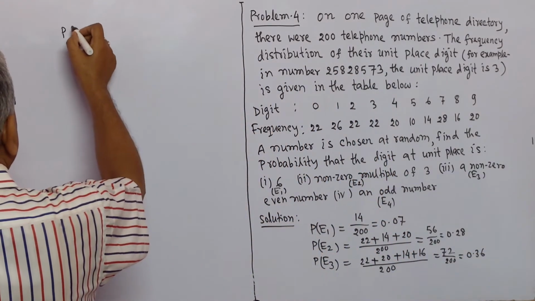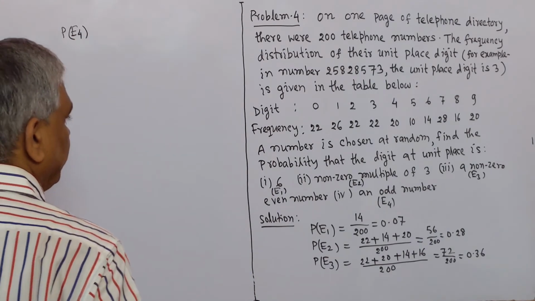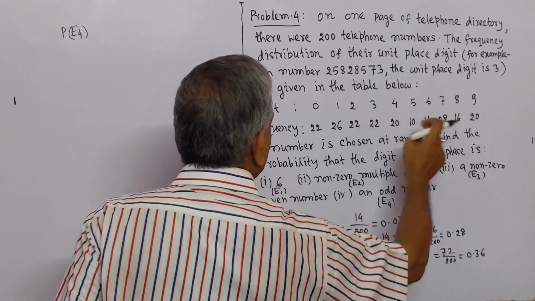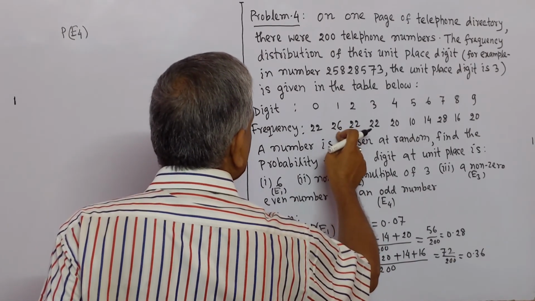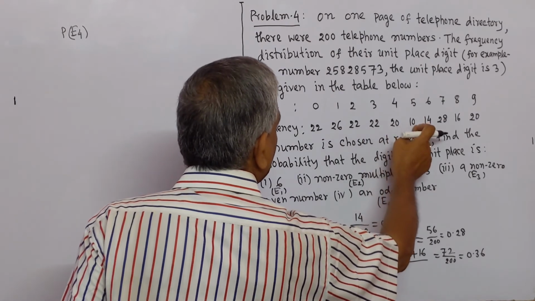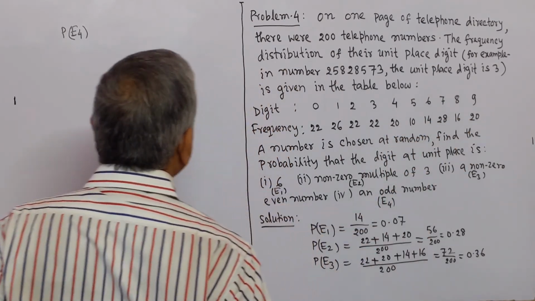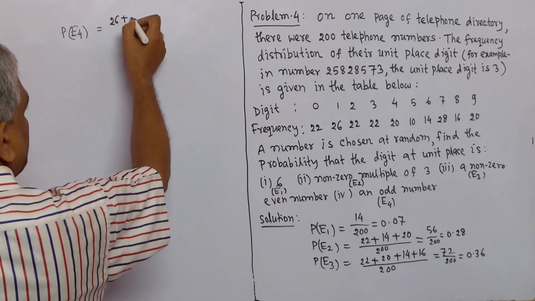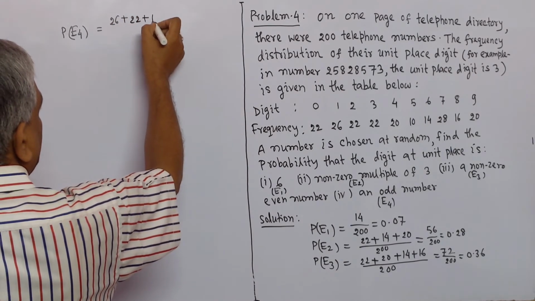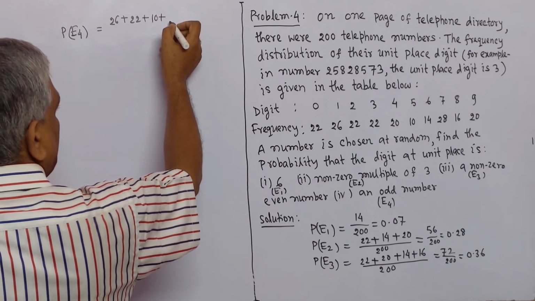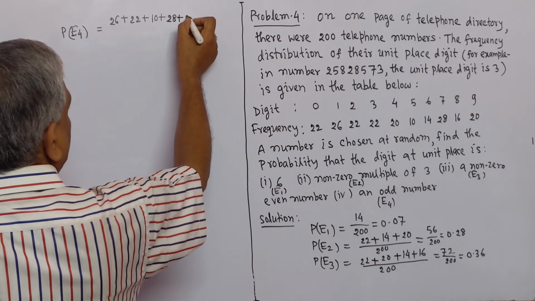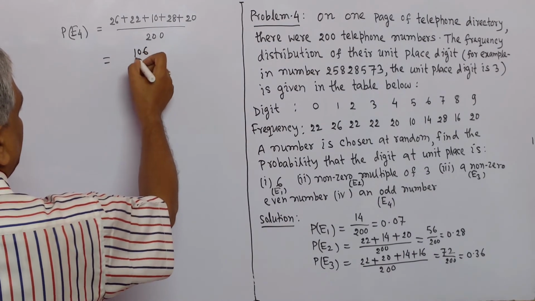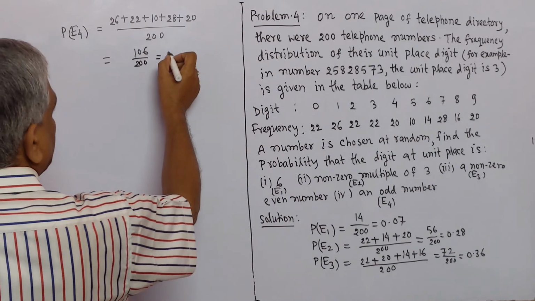Now P(E4). E4 is an odd number. Odd numbers here are 1, 3, 5, 7, 9. So the number of numbers is 26 plus 22 plus 10 plus 28 plus 20. So we write here 26 plus 22 plus 10 plus 28 plus 20 by 200, and this is equal to 106 by 200, and this is equal to 0.53.